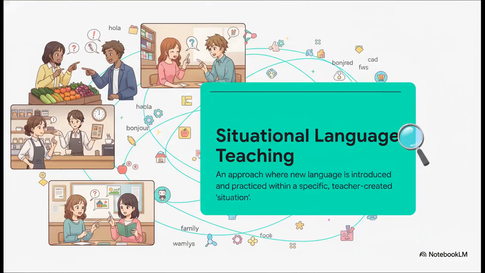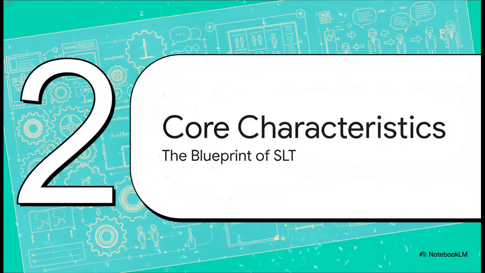Okay, so here's the absolute key idea. You never ever teach language in a vacuum, right? With this approach, every single new word, every little grammar point, is introduced inside a very specific, carefully created situation. The whole point is to make the meaning so crystal clear from the context that you don't even need to translate it. So let's get into the nitty-gritty. What are the fundamental principles driving this thing? What's the actual blueprint for an SLT lesson?